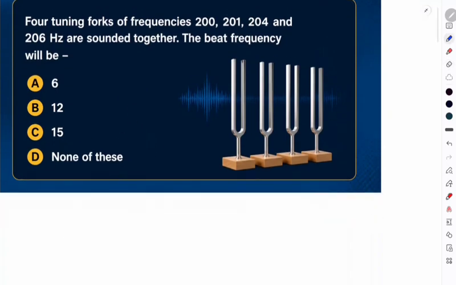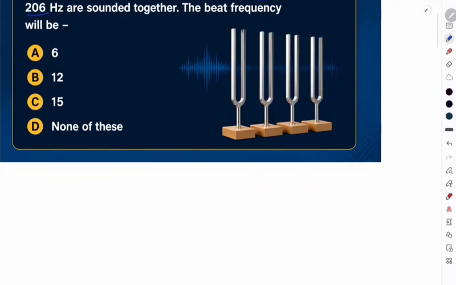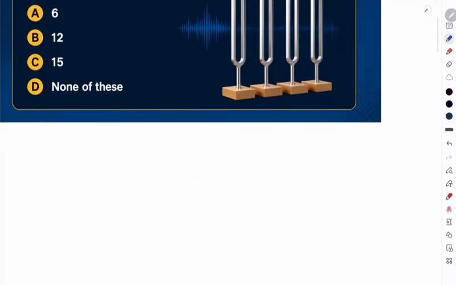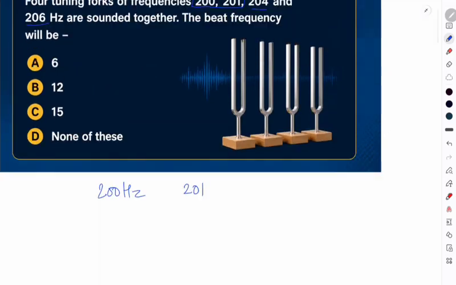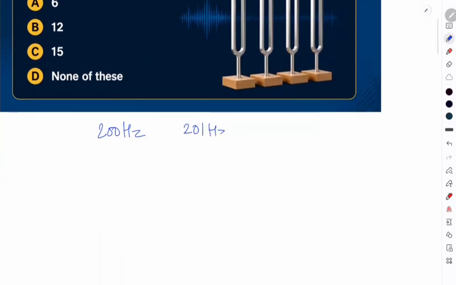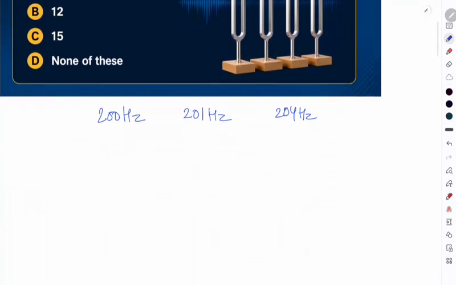As we know, if there are only two forks, then the difference between the frequencies is the beat frequency. But here we can see that there are four forks. So how to solve this question? First of all, write the frequencies of the forks: 200 Hz, 201 Hz, 204 Hz, and finally 206 Hz.